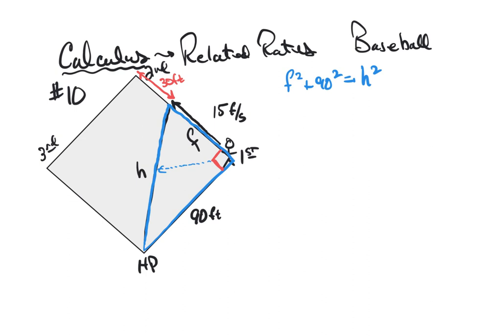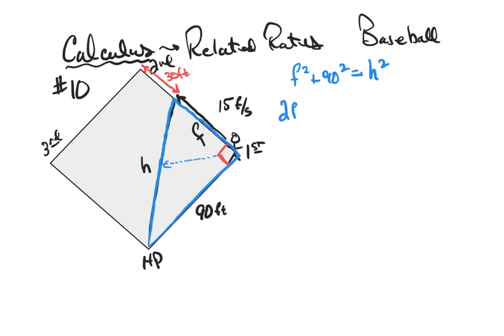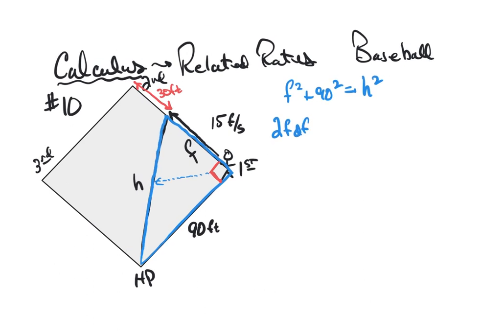Okay? Can you take the derivative of that? Of course. The derivative of f squared is 2f, attach the differential, which would be df. The derivative of 90 squared would be 0, and the derivative of h squared is going to be 2h dh. Divide everything by dt. Hope this is starting to feel familiar. So divide everything by dt. 0 divided by anything just goes away.